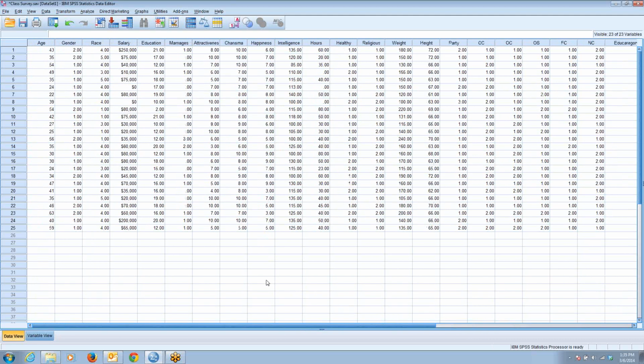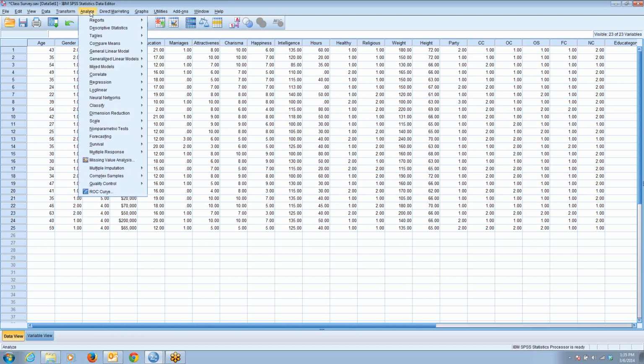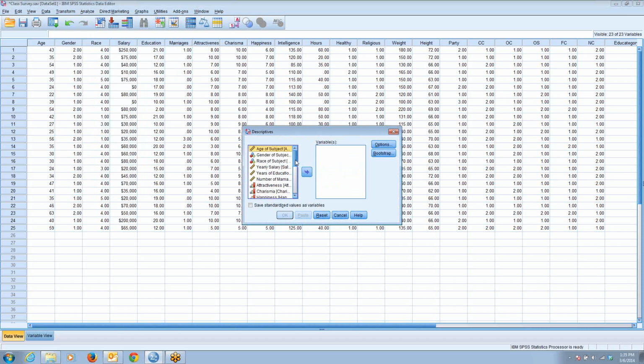Okay, so what I want to show you guys is how to explore data. And this mini lecture on SPSS is going to talk about how to get descriptive statistics. And then next time we do this, it is going to be how to do inferential statistics like ANOVAs and t-tests and correlations. But for today, go to Analyze and go to Descriptive Statistics, and let's just go to Descriptives, and we'll look at yearly salary.